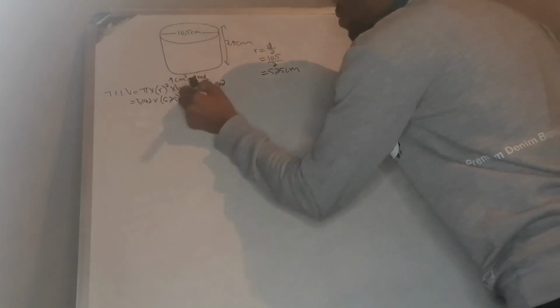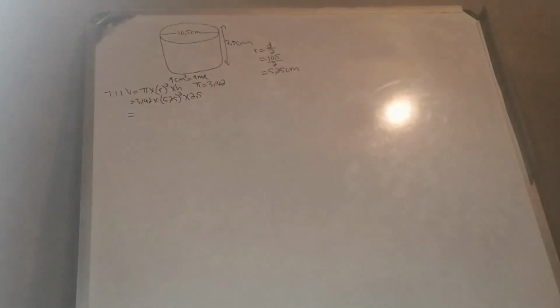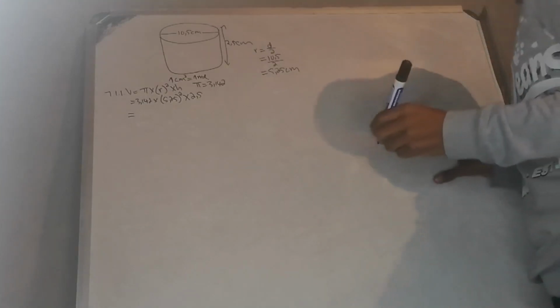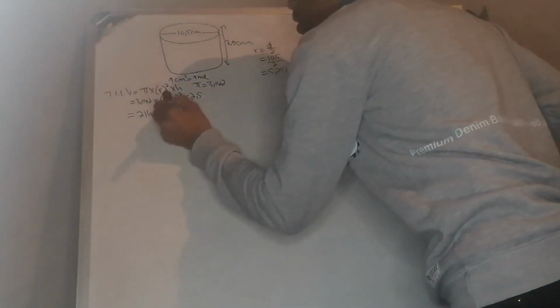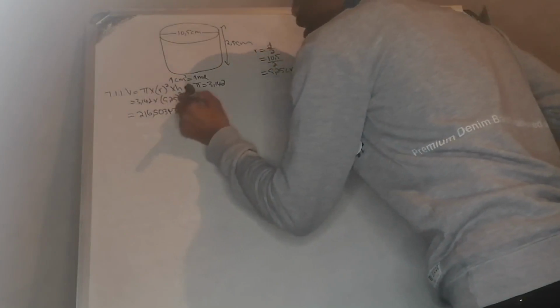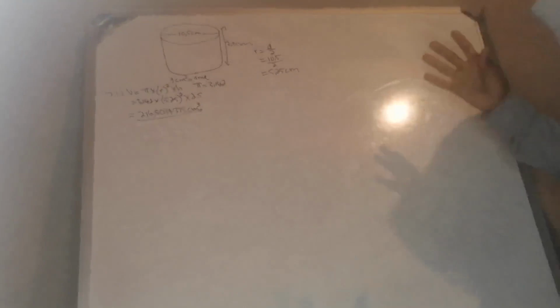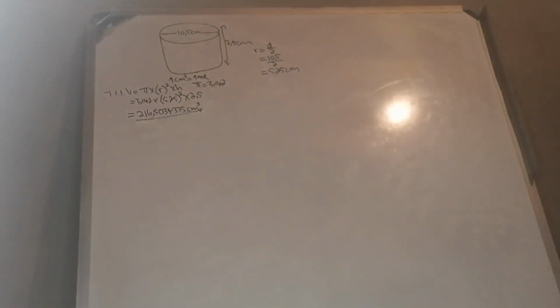The height is 2.5. So 3.142 times, in the brackets, 5.25, that needs to be squared, multiplied by 2.5. That gives 216.5034375 centimeter cubed. This is the actual volume of the cylindrical object.